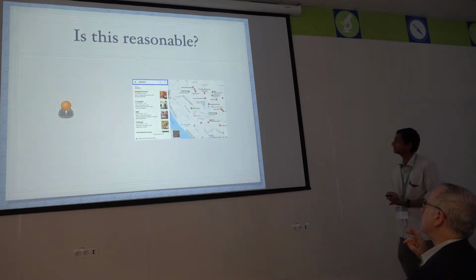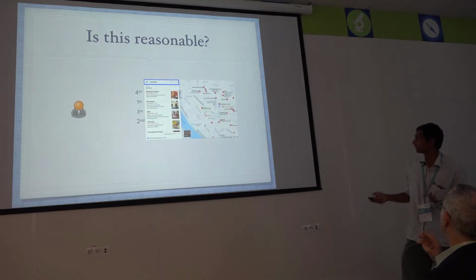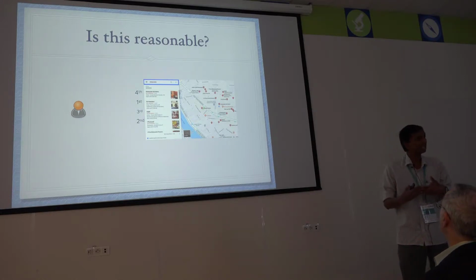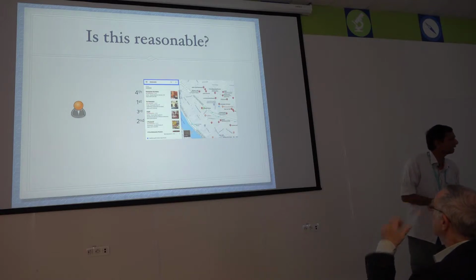So the question we now ask is: is this reasonable? We have been assuming that for a random user, we know the distribution of how he or she is going to pick from the slate, or in other words, the order in which they are going to choose. Is that a reasonable assumption to make?